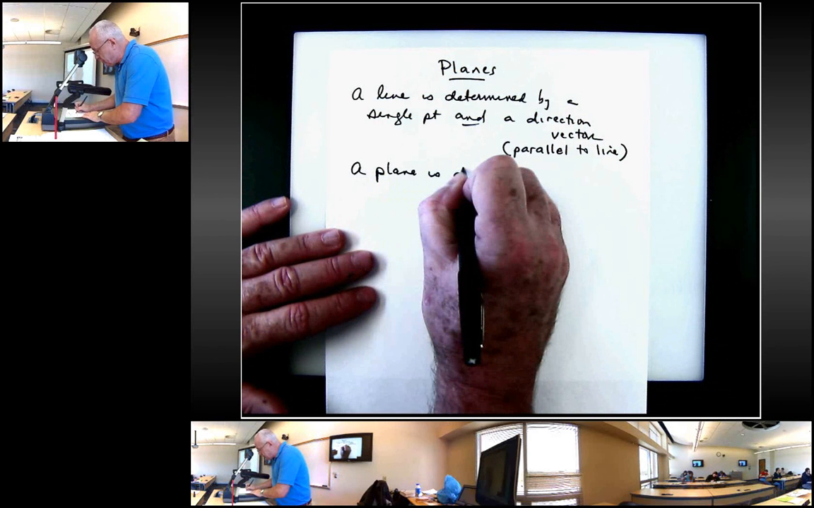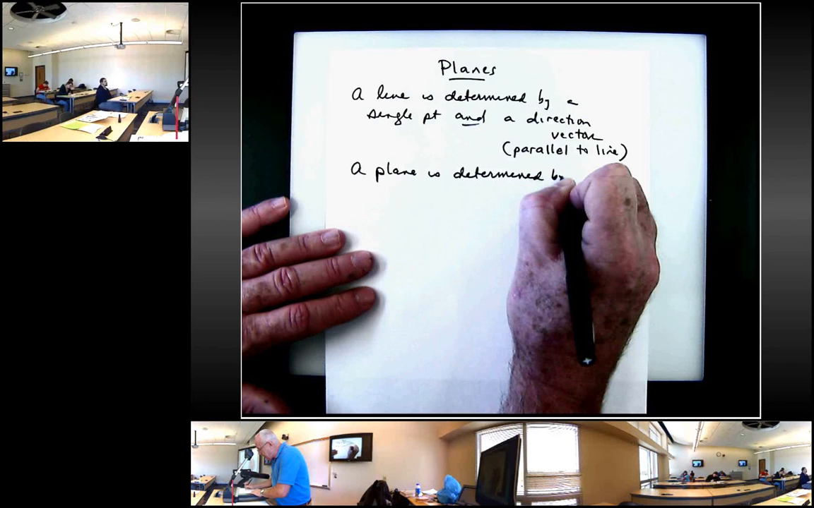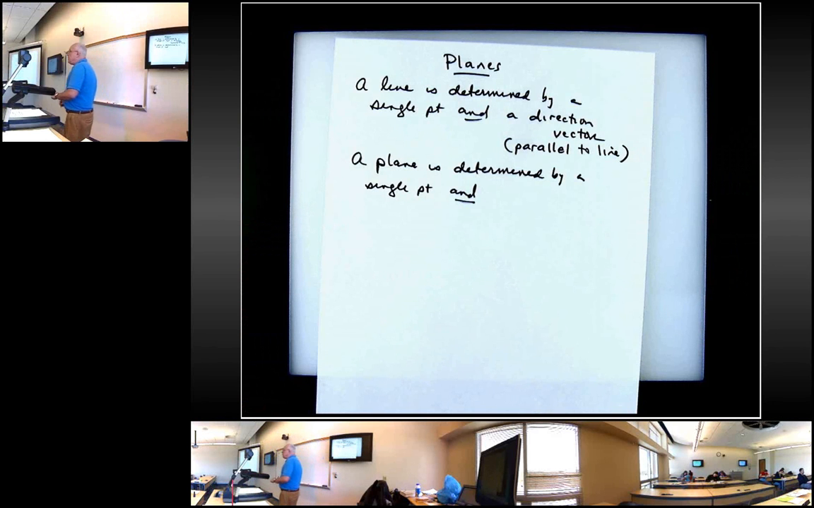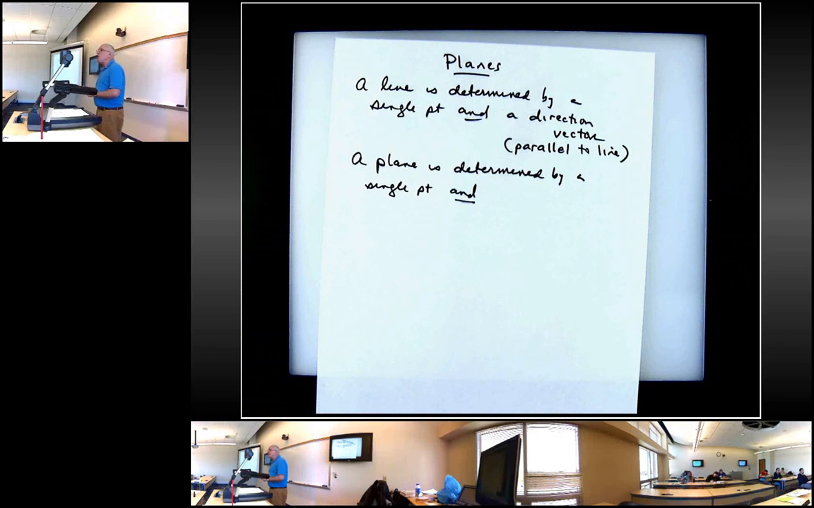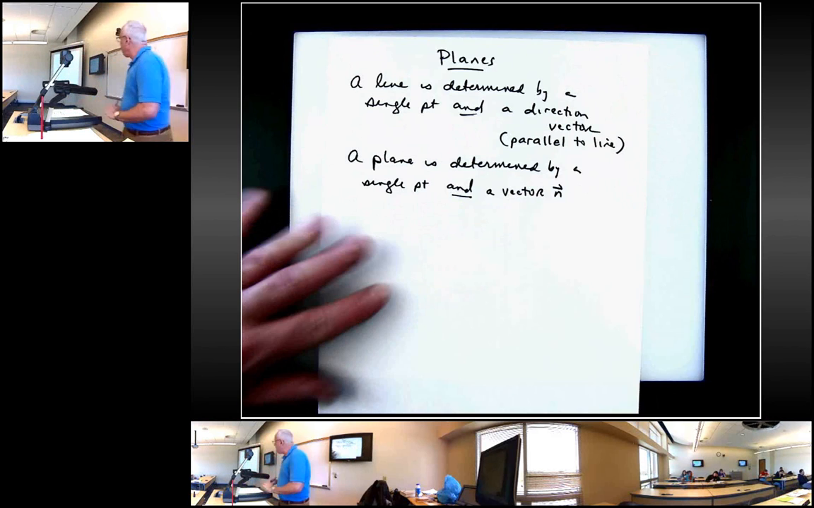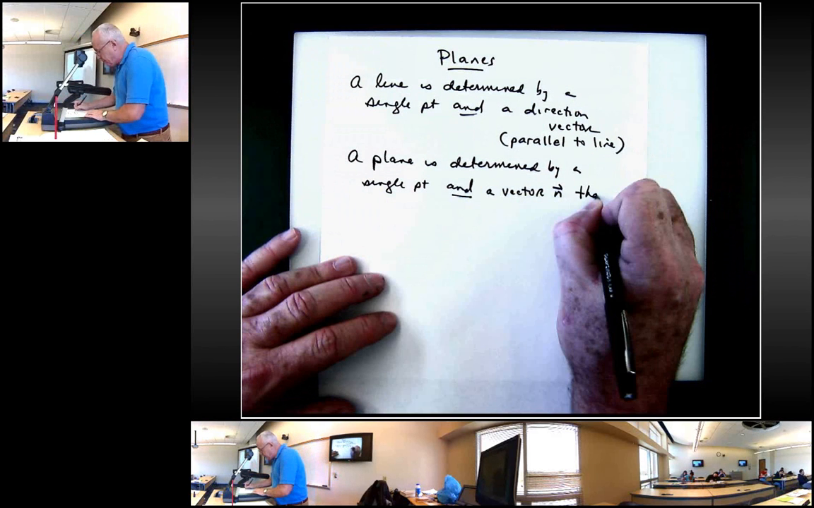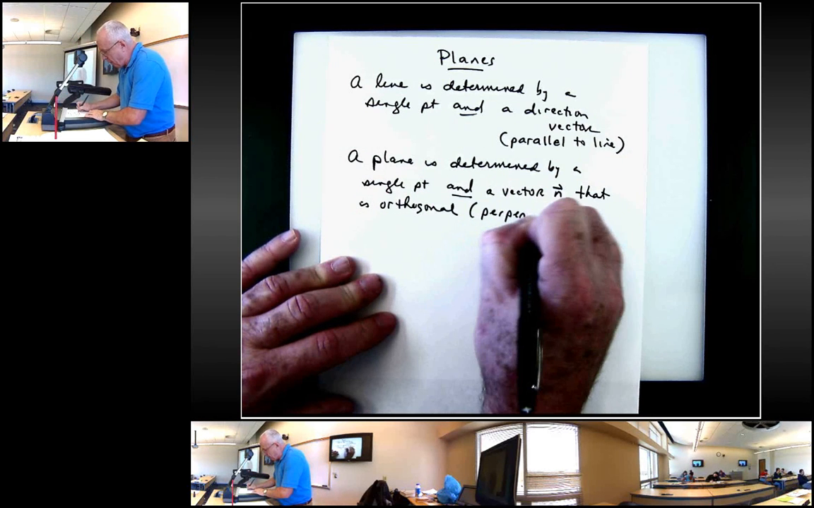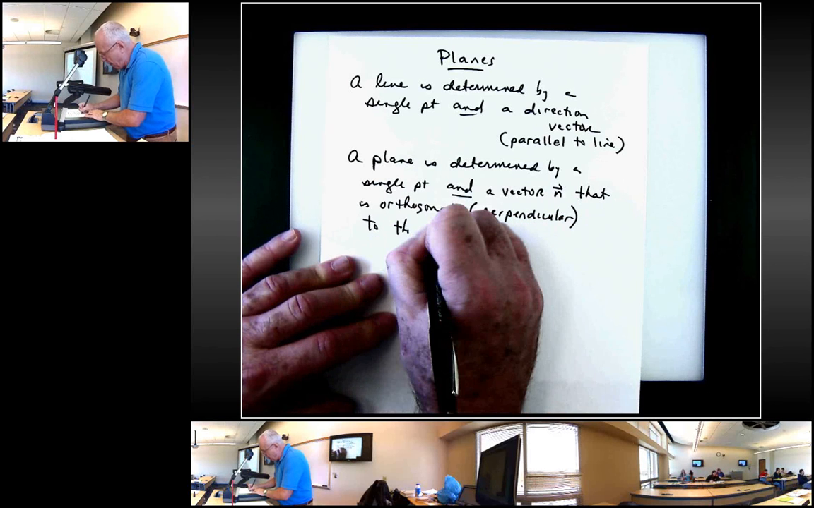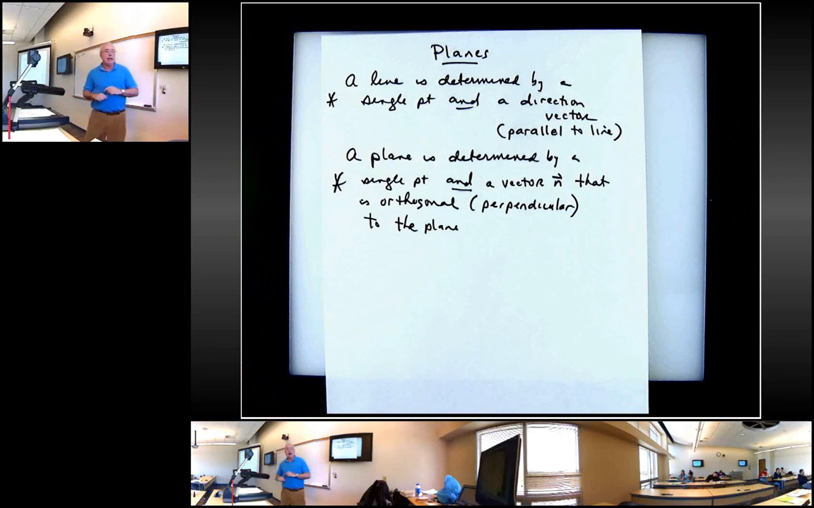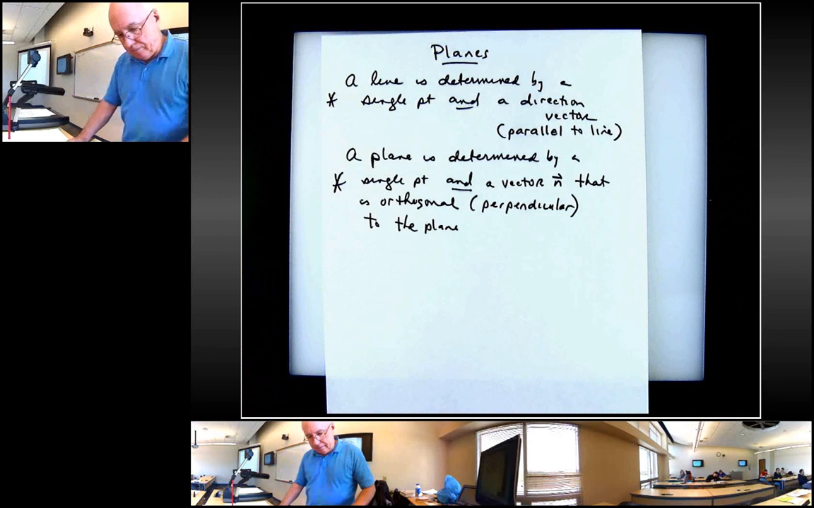A plane is determined by a single point, but this time it's not a vector that's parallel to the plane. It's a vector that's orthogonal or perpendicular to the plane. And a vector, let's call this vector small n with an arrow over it, that is orthogonal to the plane. Or perpendicular. So just like I've been emphasizing that first fact for you guys, I equally want to emphasize this second fact for you guys. All right.